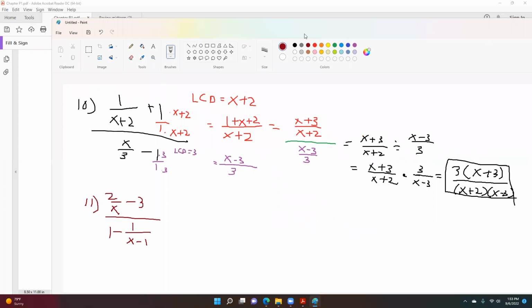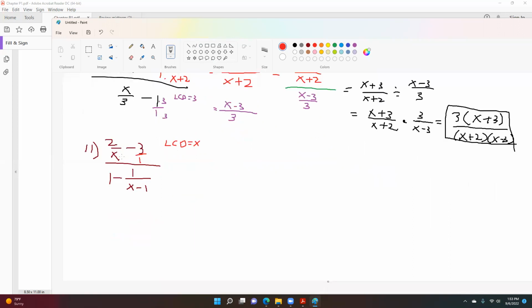So again, what we need to do here, class, is to find the LCD. So this 3 is over 1. So the LCD in this case is going to be x for the top, the numerator one, because that is x times 1. So your LCD here will be x. Now the first one is still 2 because we do not need to multiply anything here. But this you need to multiply by x, so you will get a minus 3x. So this is how we do the numerator.